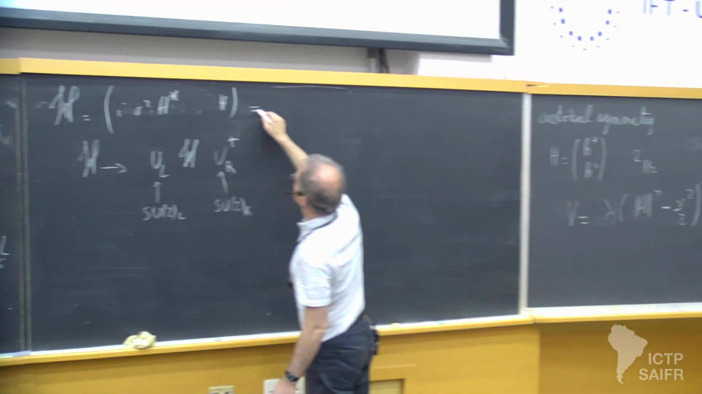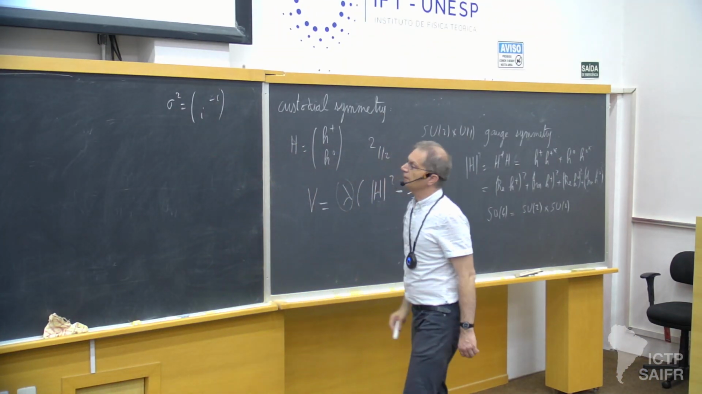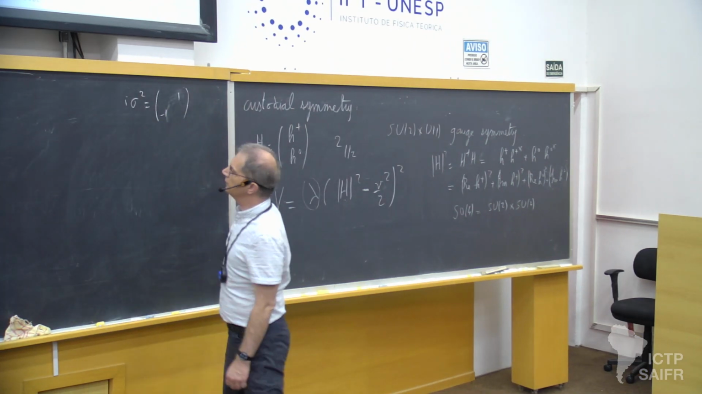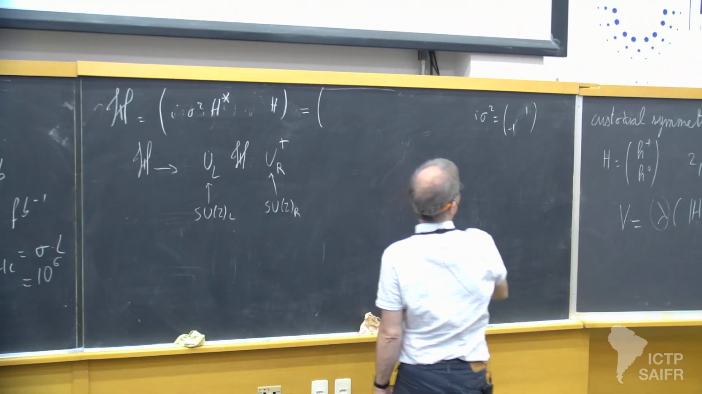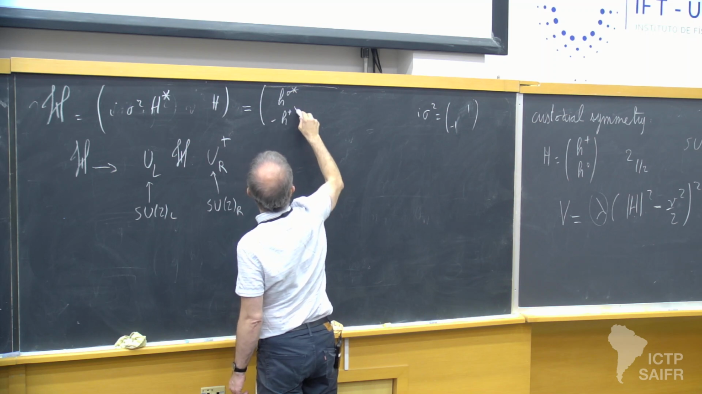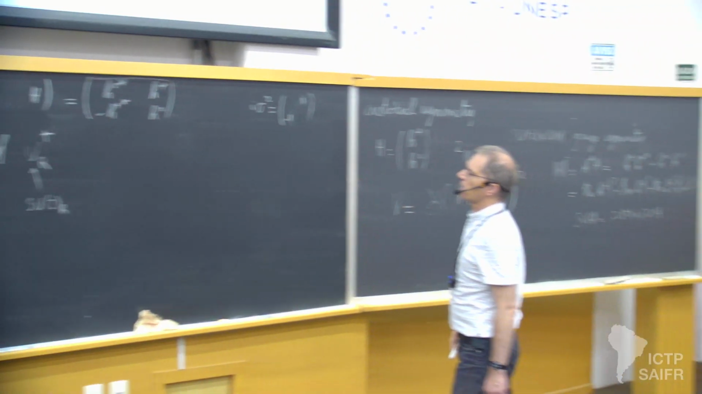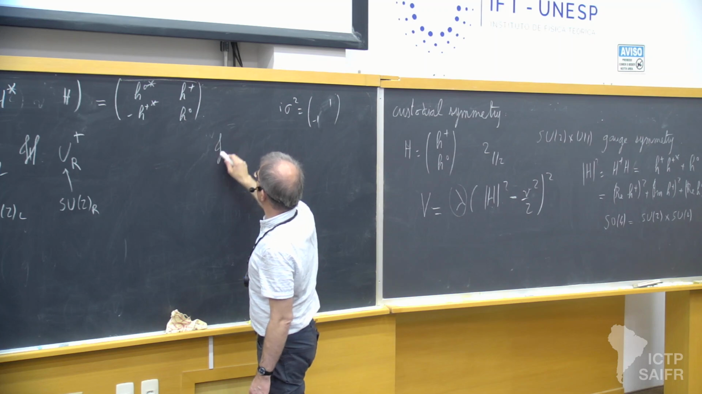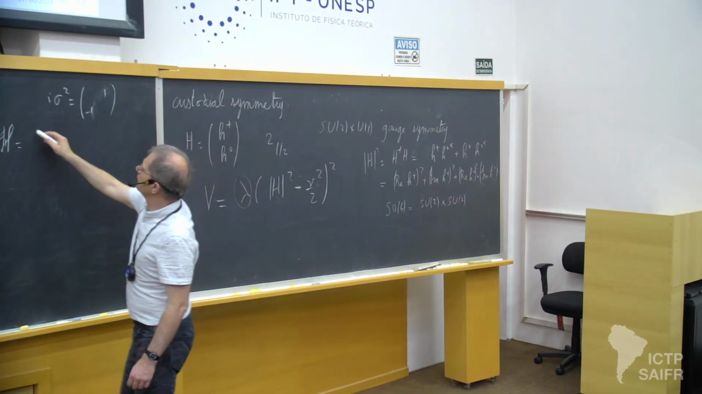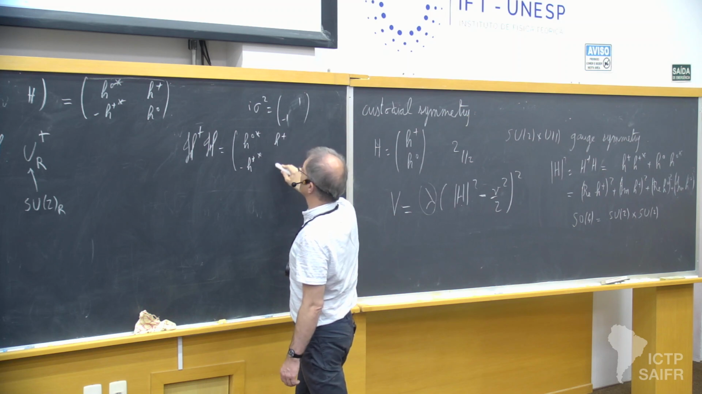Let's, for instance, write explicitly this matrix. So sigma_2 is (0, -i; i, 0), so i sigma_2 is (0, 1; -1, 0). So this matrix will be (H0 complex conjugate, H+; -H+ complex conjugate, H0). And you can also compute H dagger times H. So it's again a 2 by 2 matrix.